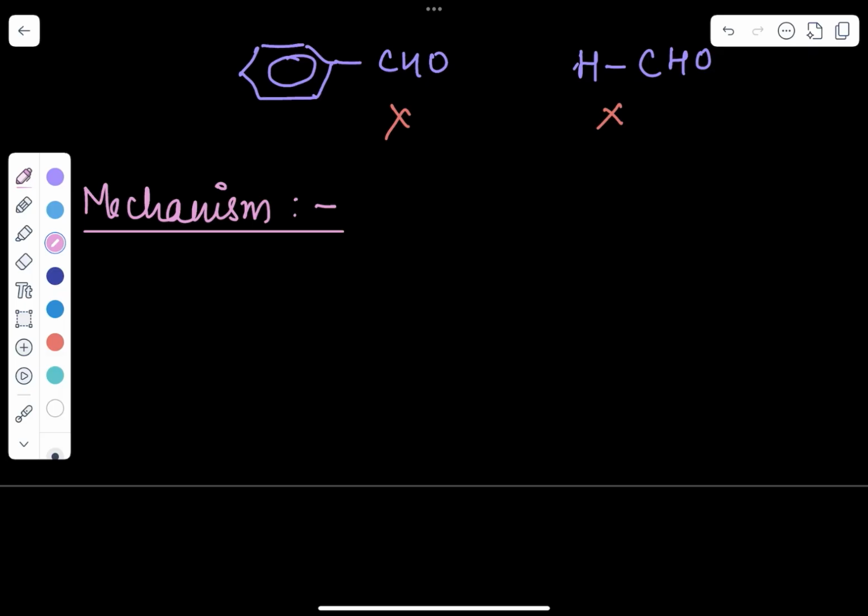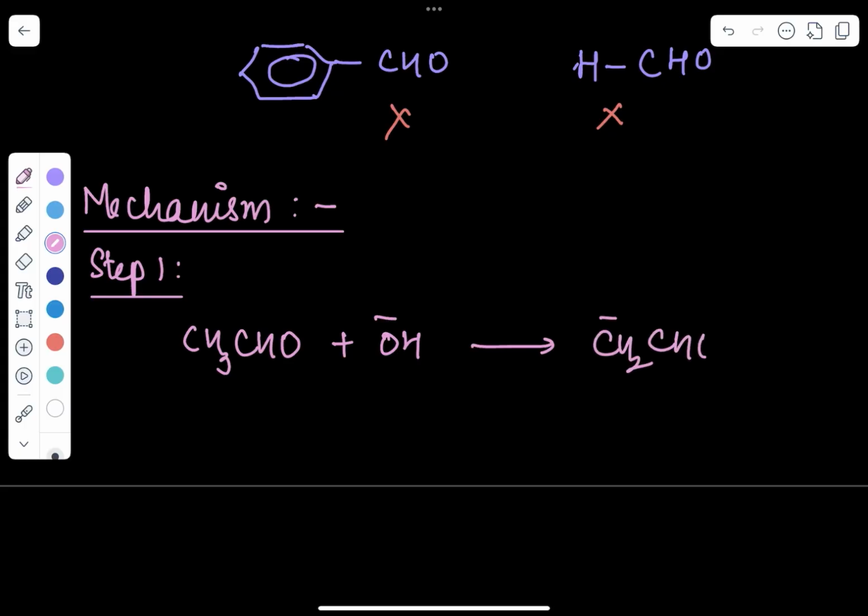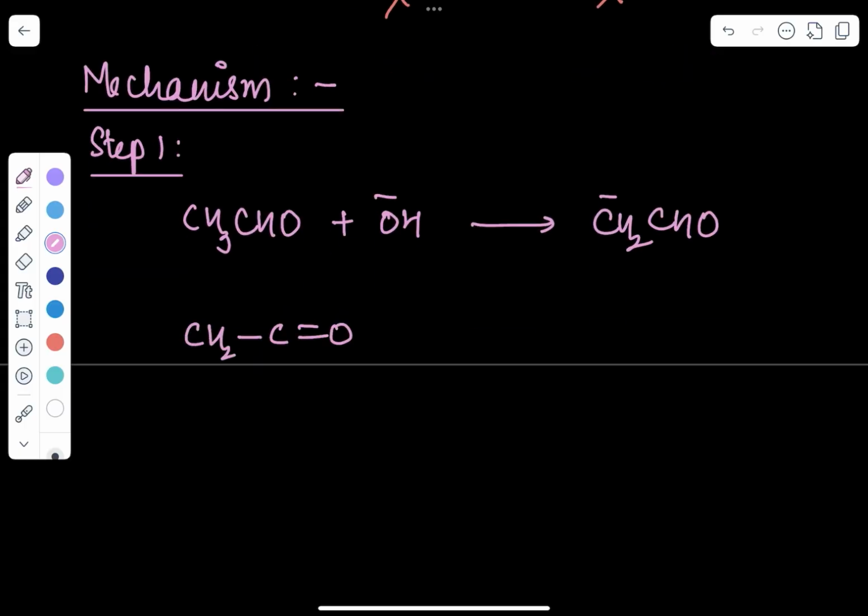Let's see its mechanism. We have understood what an alpha hydrogen is by now. So in step 1, this alpha hydrogen will be taken away by the base, since the reaction takes place in the presence of base. So we already have OH minus. It will take away H plus, which is the alpha hydrogen. So this compound is formed.